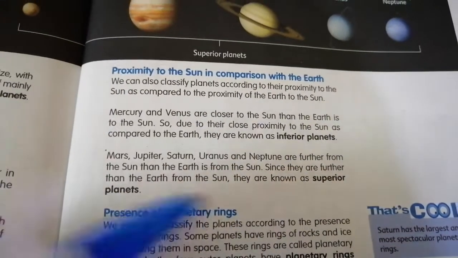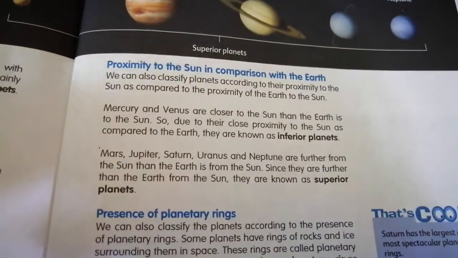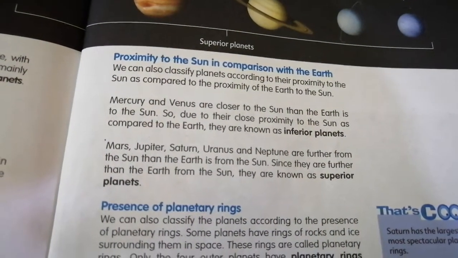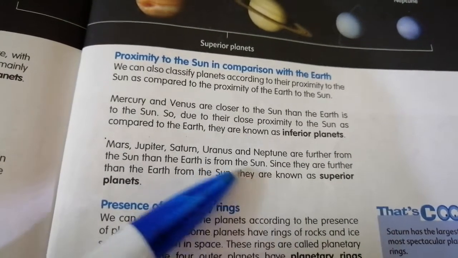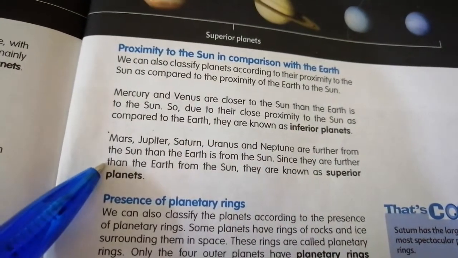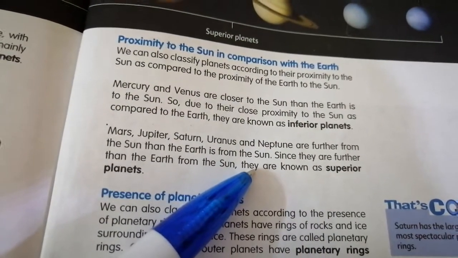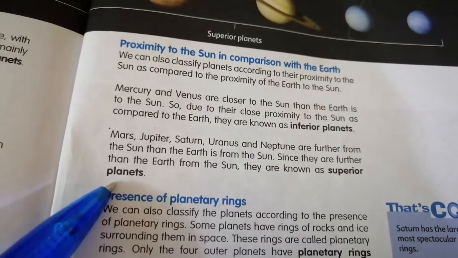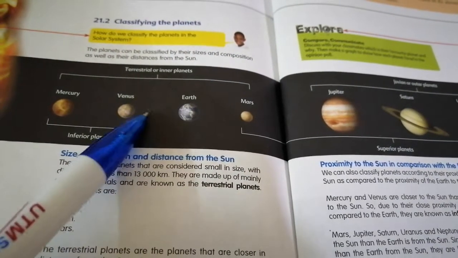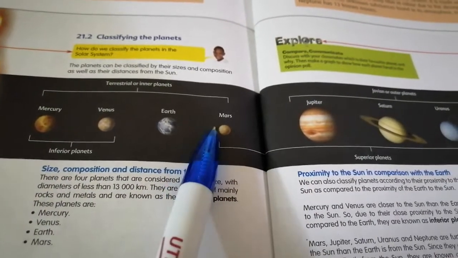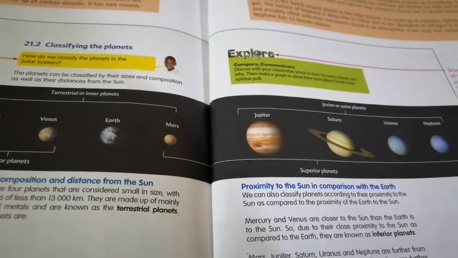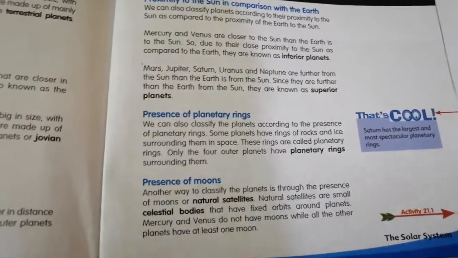So inferior planets are in the terrestrial or inner planets. Look at there, Mars, Jupiter, Saturn, Uranus and Neptune are further from the sun than the earth is from the sun. Since they are further than the earth from the sun, they are known as the superior planets. Actually it's like this. Near to the sun we call it inferior planet. Starting from here, further from the sun, from Mars until Neptune, we call them superior planets. Understand?